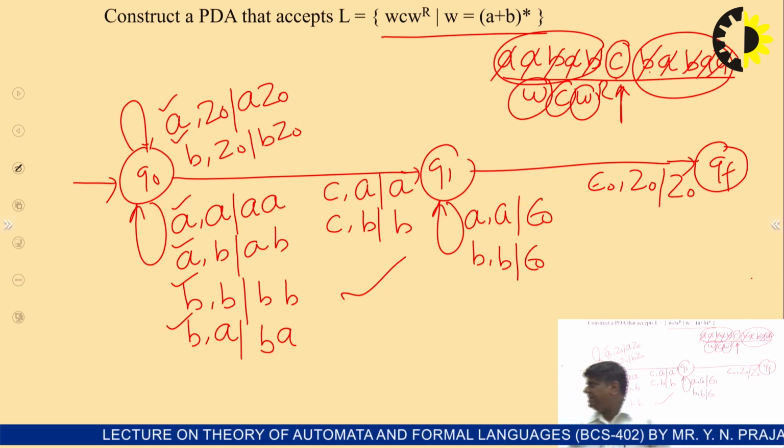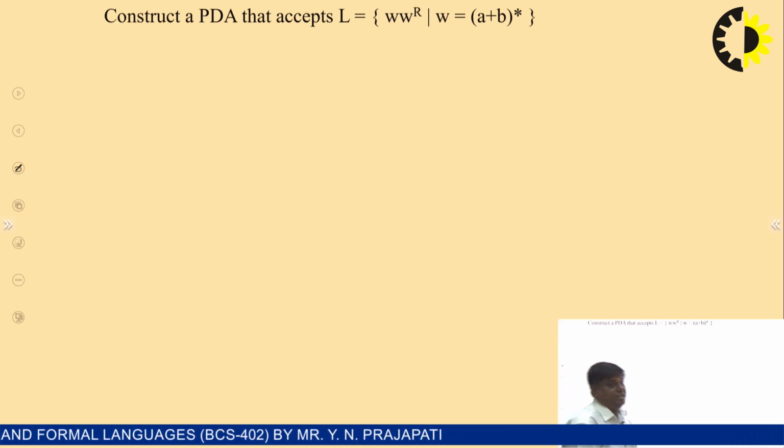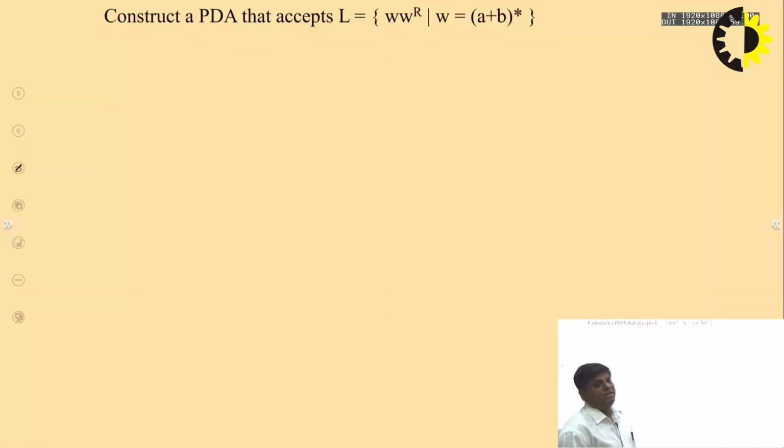For better understanding, we move to another example. WWR is the most important, because this language is not deterministic. The basic difference between WCWR and WWR is that in WCWR we know the midpoint where to move to the next state, but in WWR there is no midpoint, just a string and the reverse of this string.